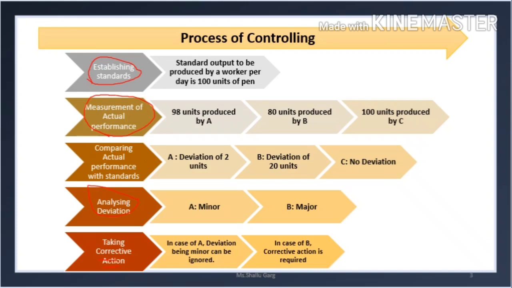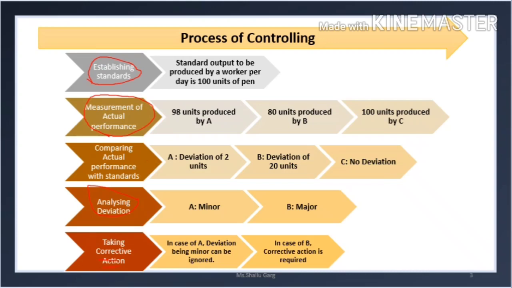Now we will analyze the deviations, whether the deviation is major or minor, so that we can decide whether we should take any corrective action or not. In case of A, there is a deviation of only 2 units. It is a minor deviation, while in case of B, it is a major deviation. So in analyzing deviation, 2 things we try to find out: whether the deviation is big or small, and what are the causes of deviations.